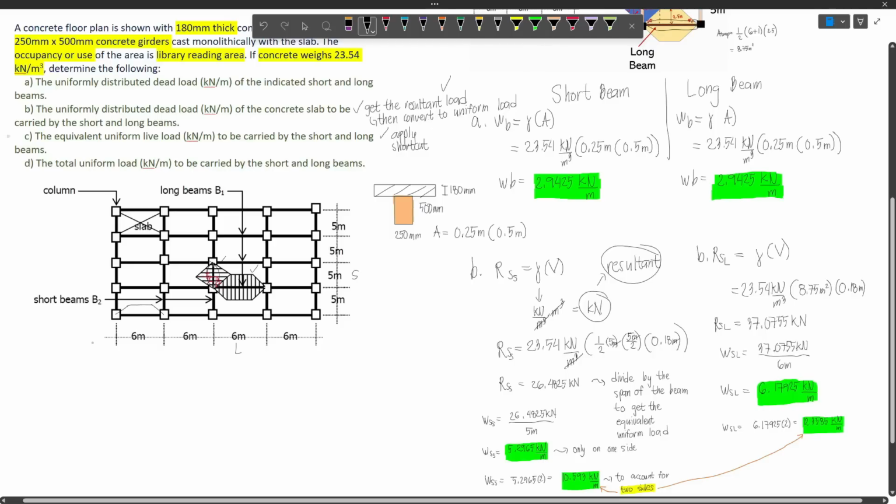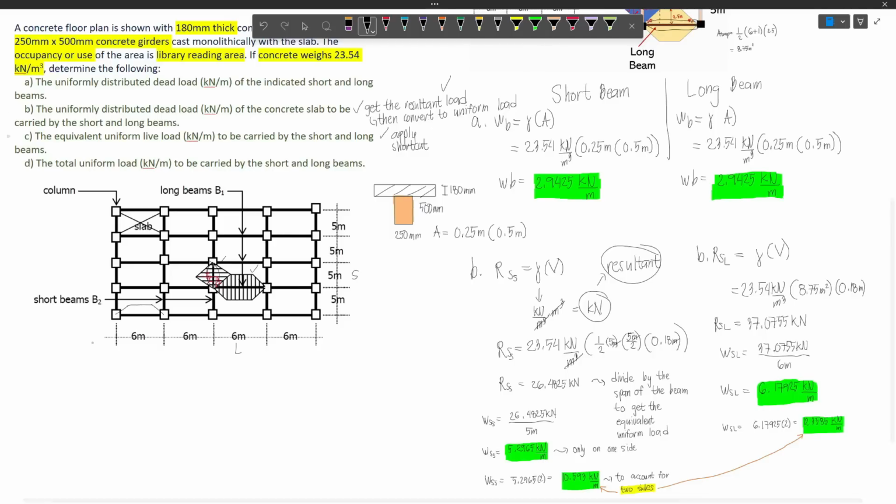Now for letter C, we have to compute the uniform live load to be carried by the short and long beams.